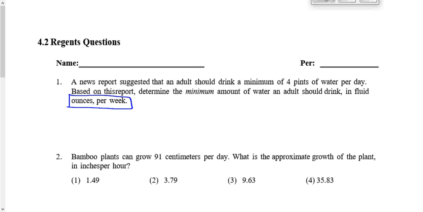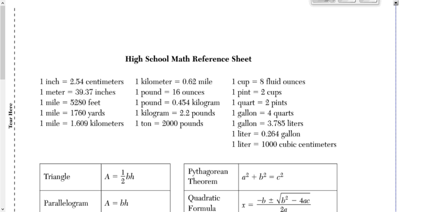Well, let's figure out what conversions we can use, right? So we're starting with 4 pints over 1 day. So we need to convert pints to what? Ounces. And days to what? Weeks. So we know there's 7 days in 1 week, right? Now we got to go to our conversion chart and figure out how to go from pints to ounces.